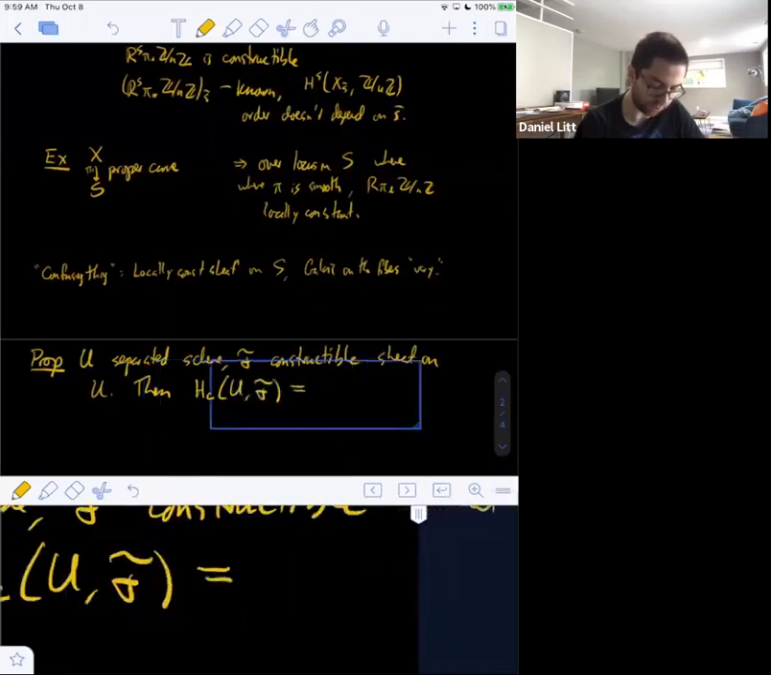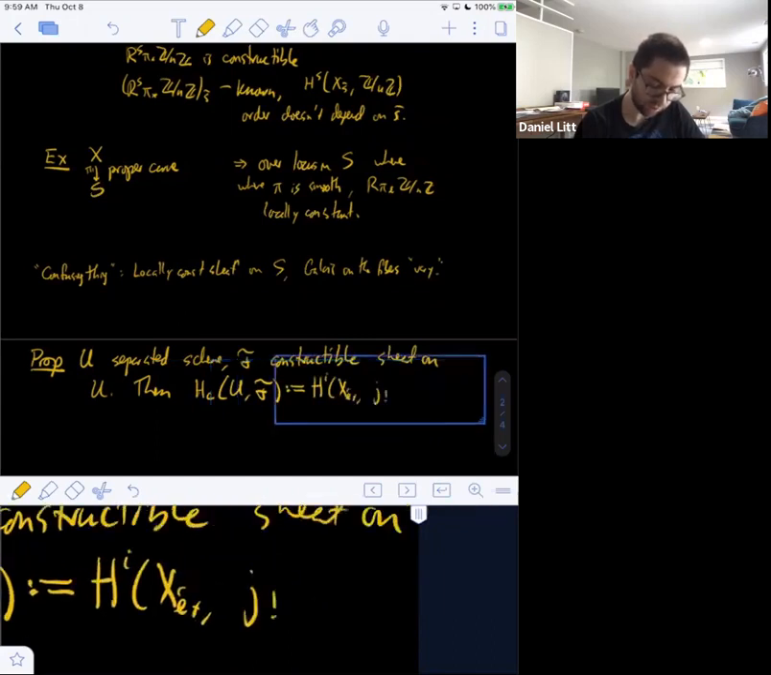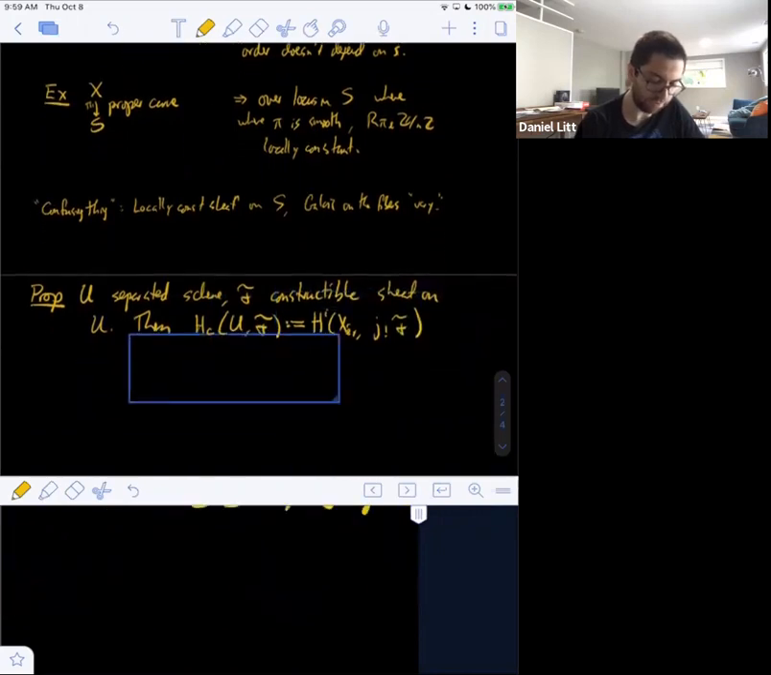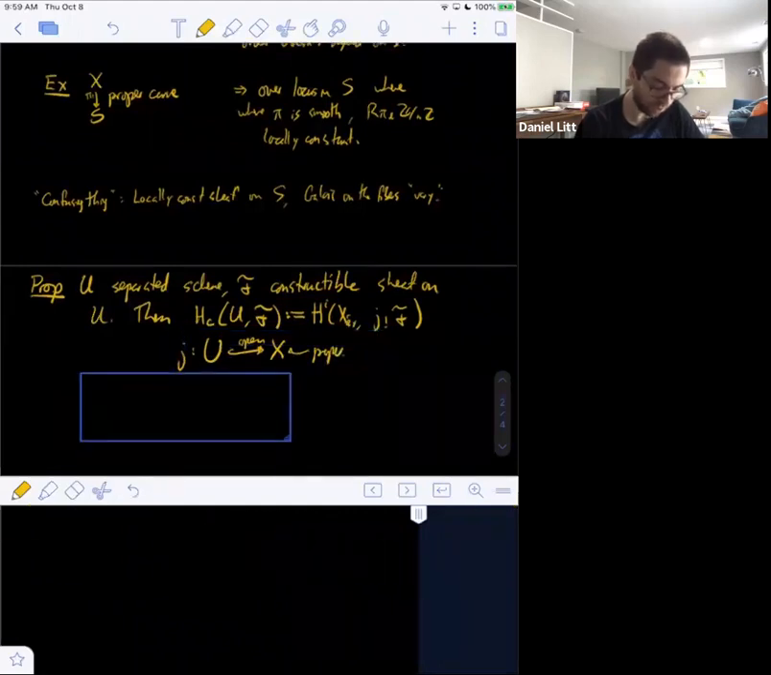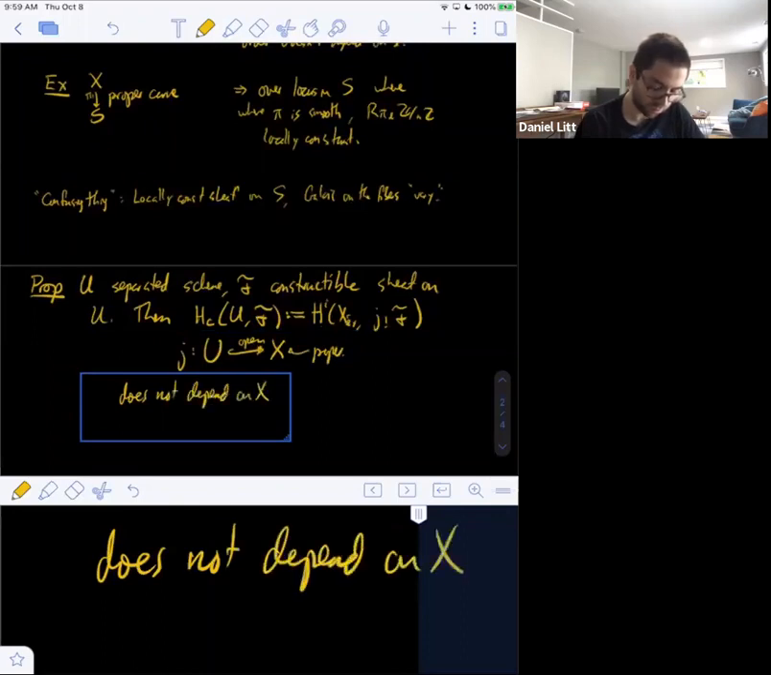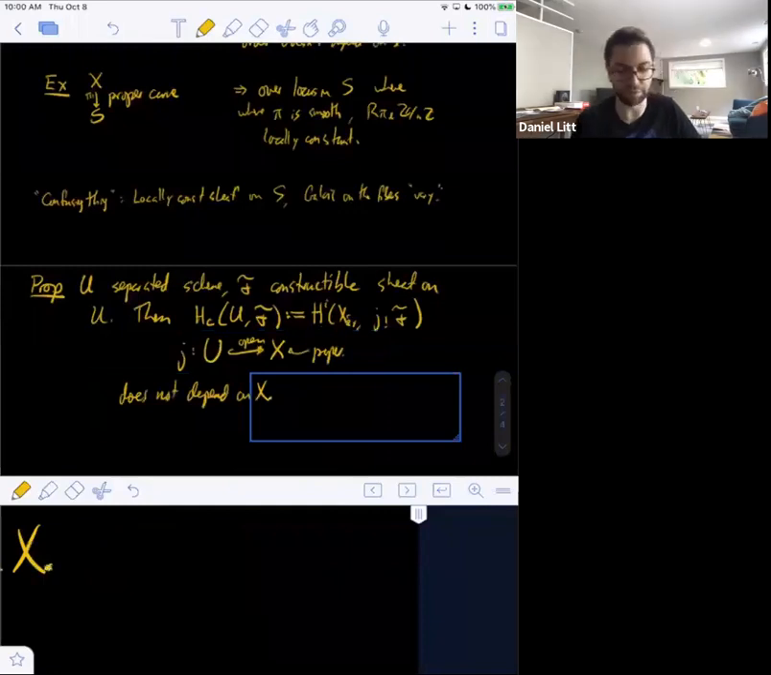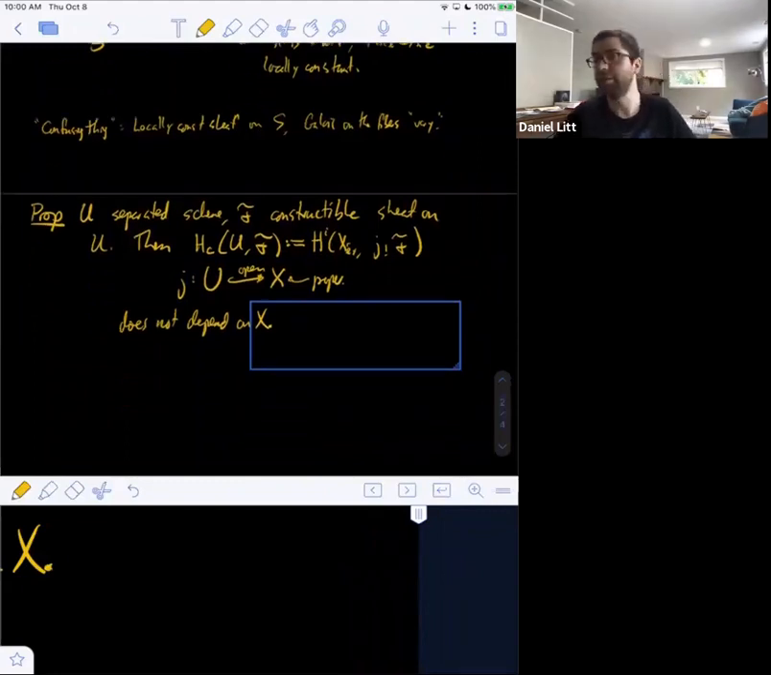Let me just remind you. This was defined as the cohomology of X étale with coefficients in j lower shriek of F, where j from U into X is some compactification, so this is open and X is proper. The claim is that this group does not depend on X. What I mean explicitly is that for two choices of compactification like this, the groups you get are canonically isomorphic. And we're going to use the proper base change theorem to prove this.